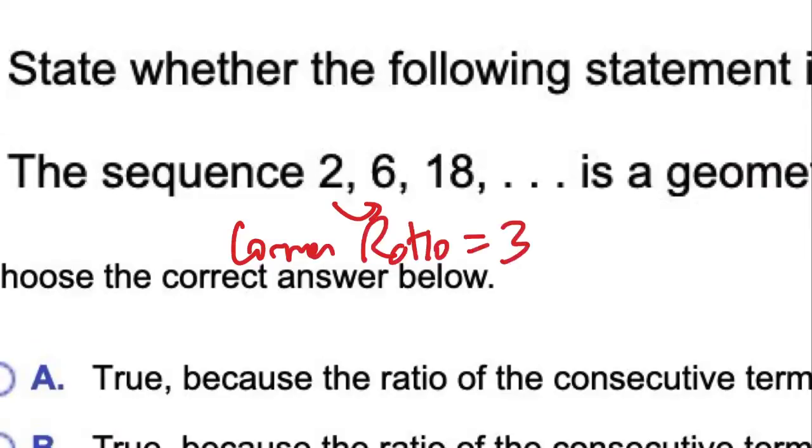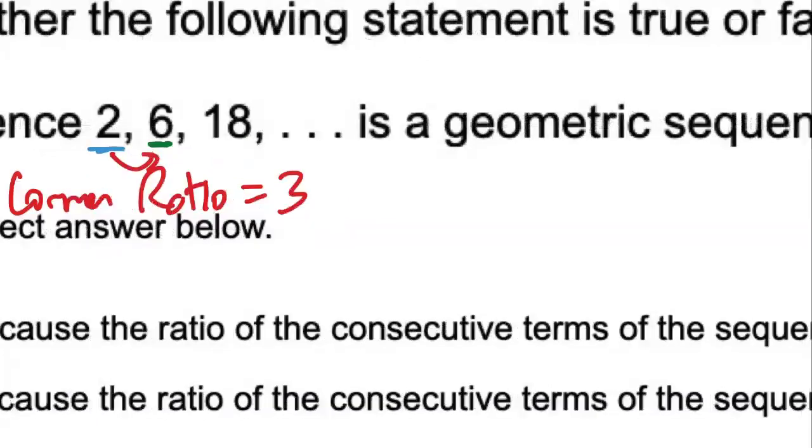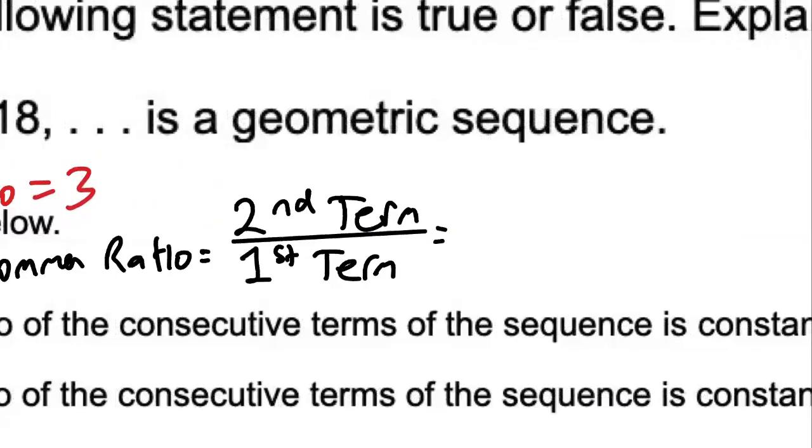is equal to 3. Now, there are two ways to find the common ratio. You can take the second term and divide it by the first term. That's one way of finding the common ratio if you have a sequence. Sometimes it's easy when it's all integers, but when you get to fractions, it gets a little bit hard. So here's the cheat sheet to find the common ratio: it is the second term divided by the first term. So in this case, 6 divided by 2, which is 3. That's one way to find the common ratio.